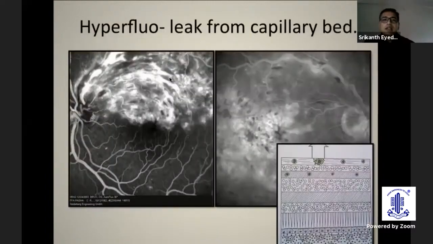And this is another example where there is a diffuse leakage from the capillary bed, where you cannot really distinguish any microaneurysms because the entire capillary bed is leaking. This could be in a diabetic, also in a pseudophakic CME, where you see a diffuse leakage, which is showing a cystoid macular edema or a flower petaloid appearance of the leakage by the late phase of the angiogram.